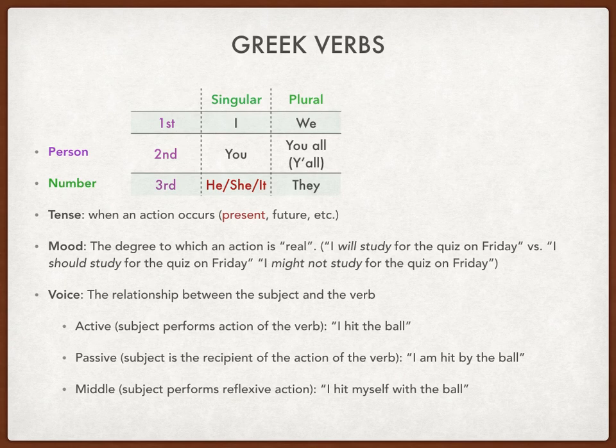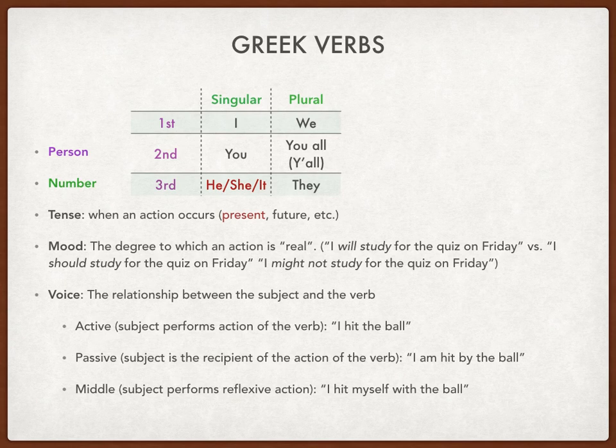Finally, this is important for this particular chapter. The fifth piece of information I need about a Greek verb is the voice of the verb. Voice, a simple definition for this, is the relationship between the subject and the verb. Very basically, Greek verbs can either be active, where the subject performs the action of the verb. Like if I hit the ball, I'm acting. I'm not being hit. Nothing's happening to me. I'm the one performing the action of hitting.